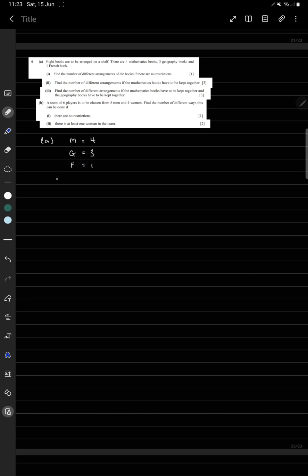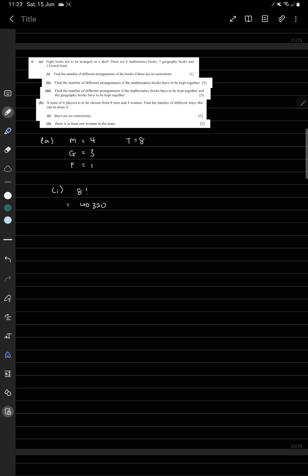Okay. Now, first part. You want to find the number of different arrangements of the books if there are no restrictions. So how many are there in total? Since there are no restrictions, it's going to be 4 plus 3, that's 7, and 1 is 8. So you have 8 in total. We're just going to deal with 8 factorial, and that is going to give us 40,320.